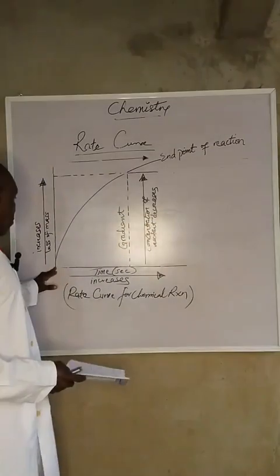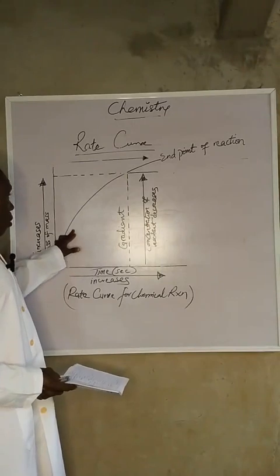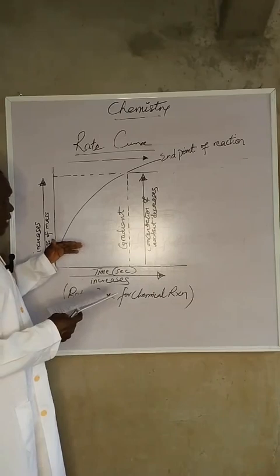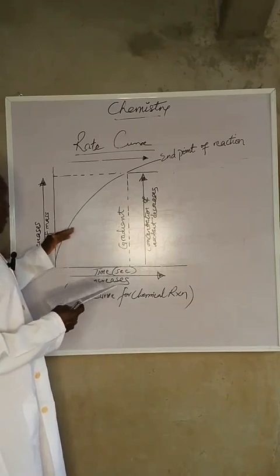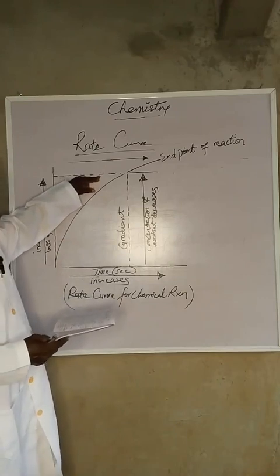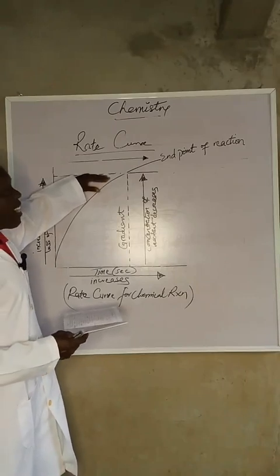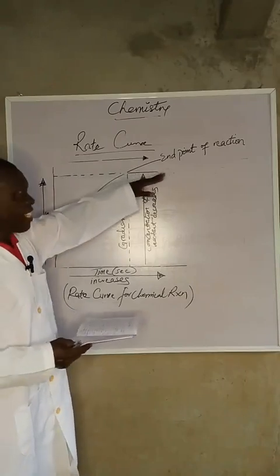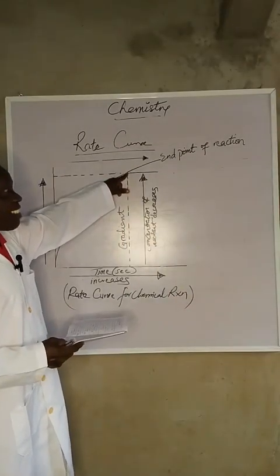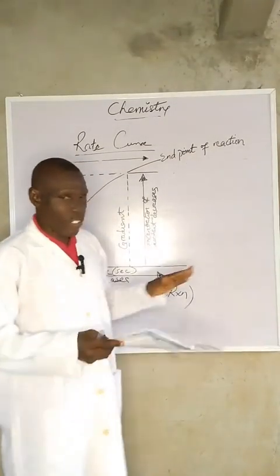Now look at it. As it begins from here, it will not begin to go up. But as long as the reactants are reacting and the products are being formed, it will not get to a level that the reaction will slow down. And when it slows down, it becomes horizontally straight. It means that point where it becomes horizontally straight is the end point of the reaction. See it here. The end point of the reaction is the reaction has completed.